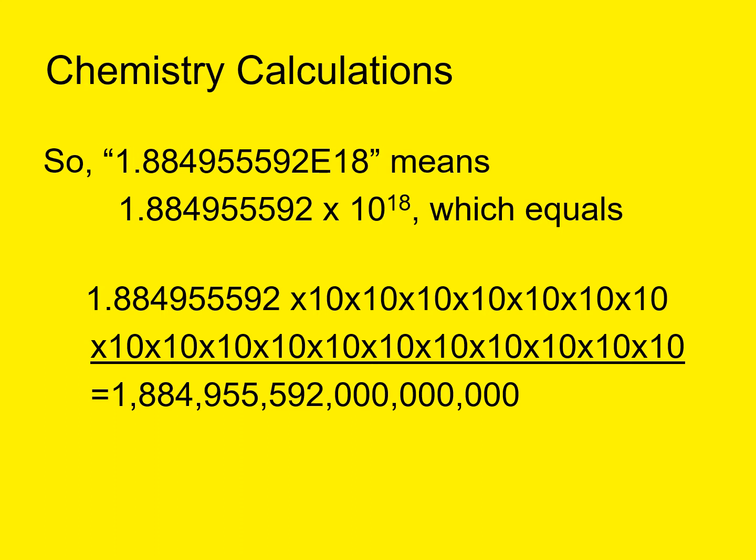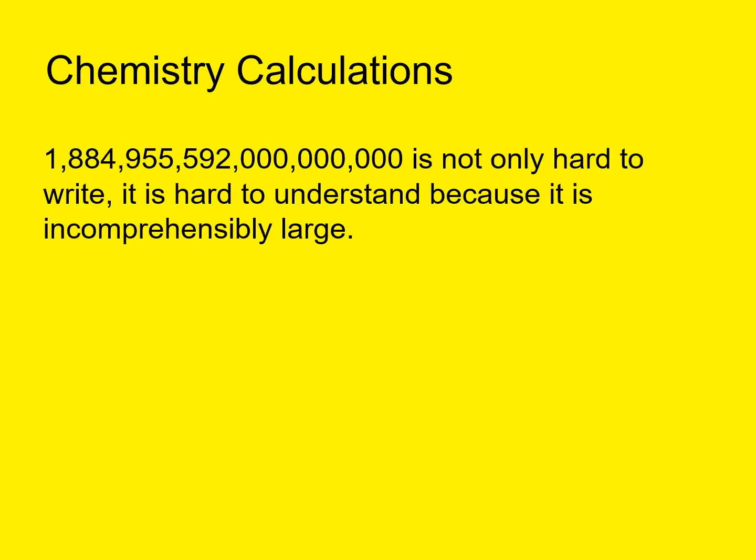So if you see 1.8849555592E18, that means that what you write on paper would be 1.88 times 10 to the 18th power, which in real life translates into 1.88 times 10 times 10 times 10, etc., 18 times, or this incredibly huge number displayed on the bottom of the screen. Now, whatever that number is, it's not only hard to write, it's hard to understand because it's incomprehensibly large.